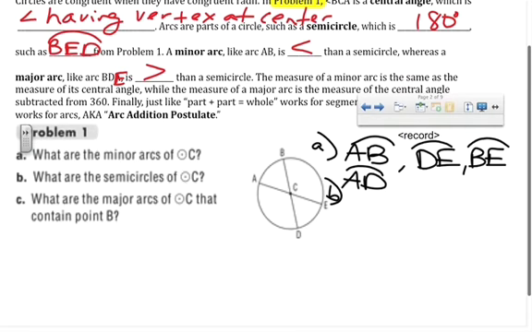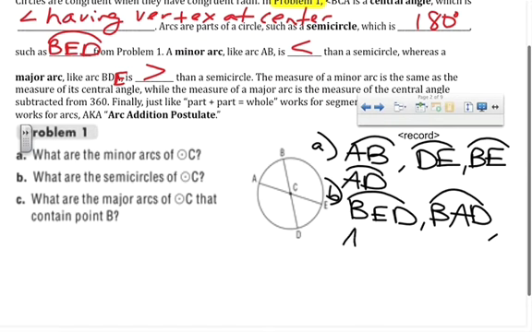Semicircles, I named one up here, arc BED is a semicircle. There's a few more, Zoe. Arc BAD is also a semicircle. Michael. Arc ADE. And one more. ABE.